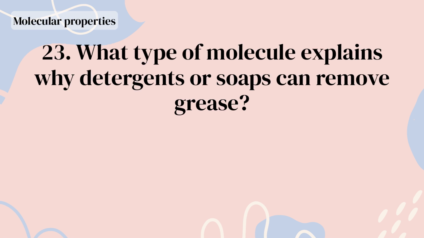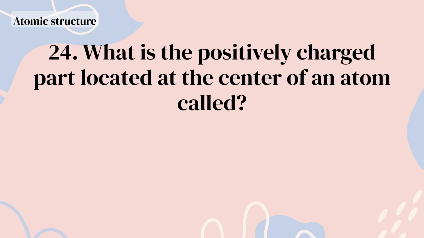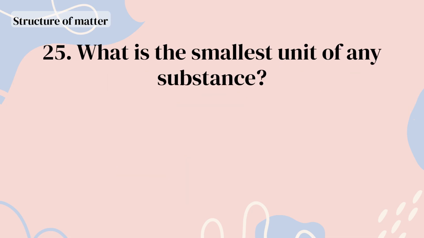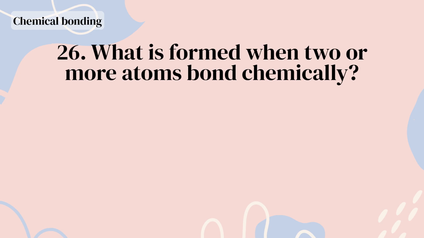Iron oxide. What type of molecule explains why detergents or soaps can remove grease? Surfactant. What is the positively charged part located at the center of an atom called? Atomic nucleus. What is the smallest unit of any substance? Atom. What is formed when two or more atoms bond chemically?